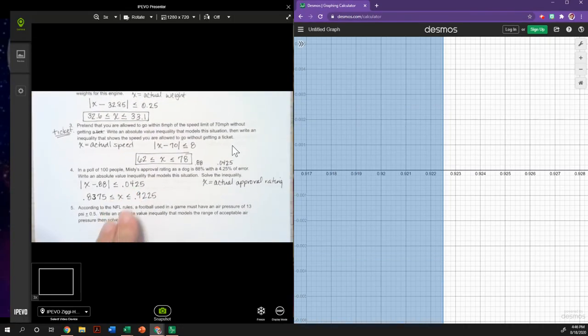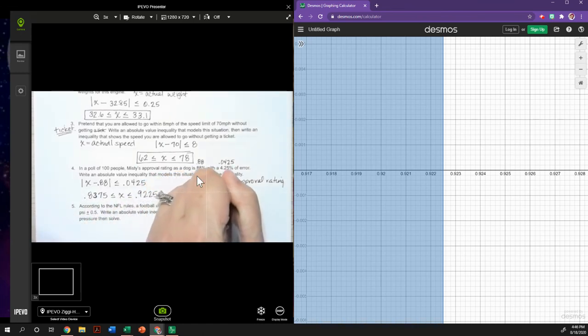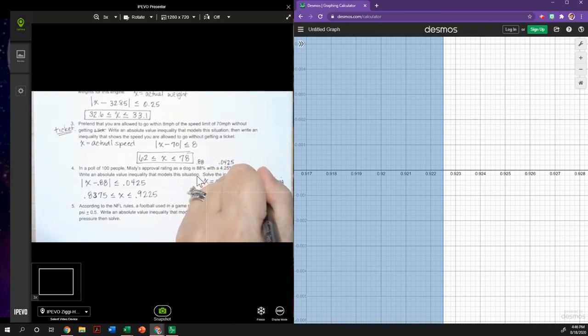There we go. Okay. All right, so that is the inequality that models this situation. This is her approval rating with her margin of error. So this would be her confidence interval. So think about that in terms of percentages. So it'd be 83.75% to 92.25%. That's the confidence interval, okay? So we're able to take something that we learned in statistics and we've applied it here, okay?